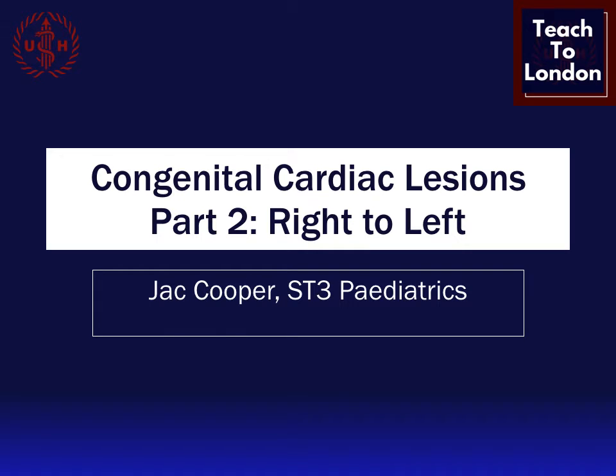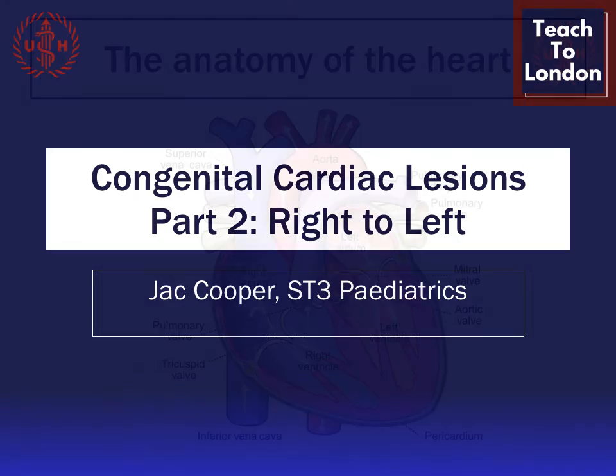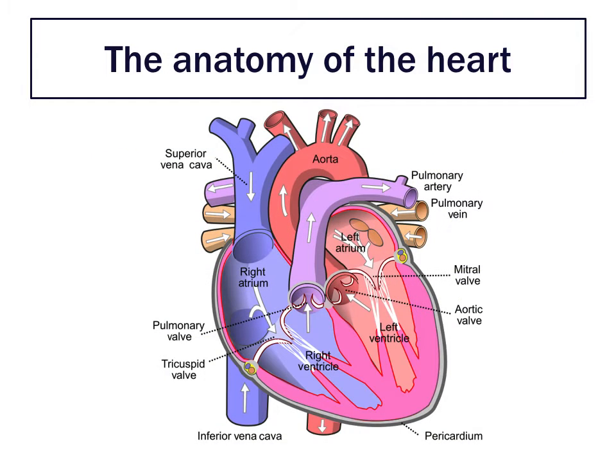This is part 2 of our congenital cardiac lesions talk, looking at right to left shunts. Hopefully you've seen part 1, which is all about left to right shunts. At the end of part 3, there will be an SBA and a quick summary slide on all the different types of heart lesions that we've talked about as well.